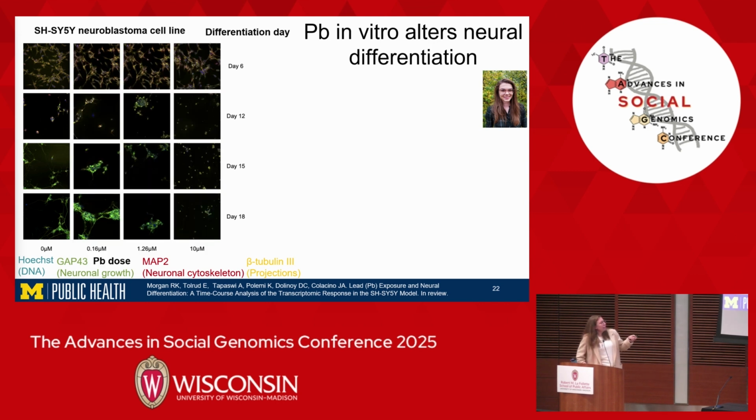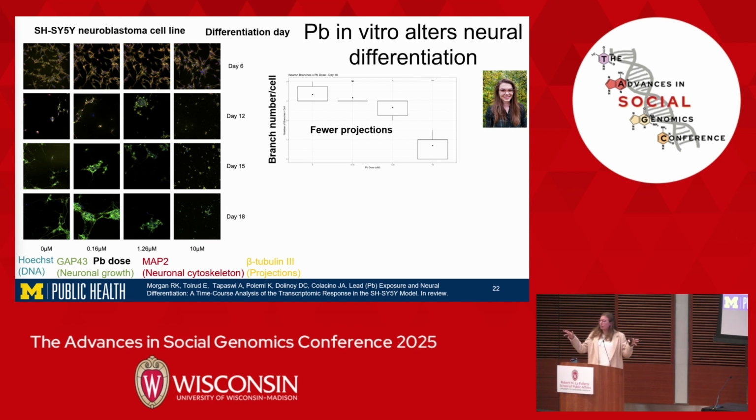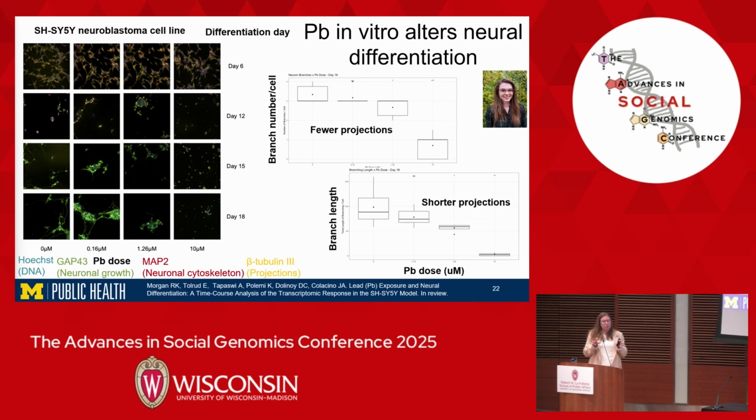Here along the x-axis now are different lead doses, and we can look to see how the differentiation pattern of the neurons changes. It's kind of a model of neurodifferentiation that might be happening in kids with lead exposure. We see that with lead, those neurons have fewer projections, so they're not as likely to talk to their neighboring neurons. We also see that those projections are shorter, so their ability to connect to distant cells is more limited.